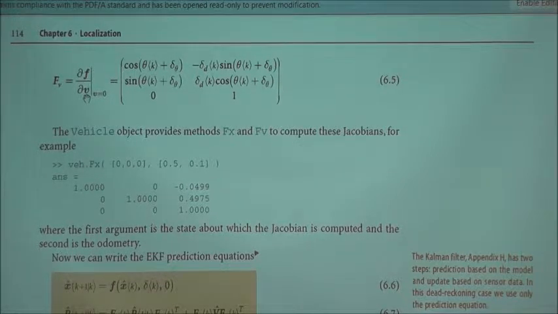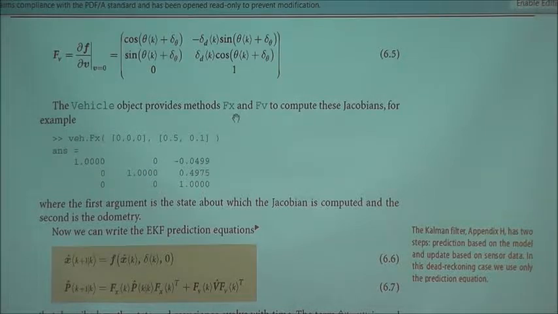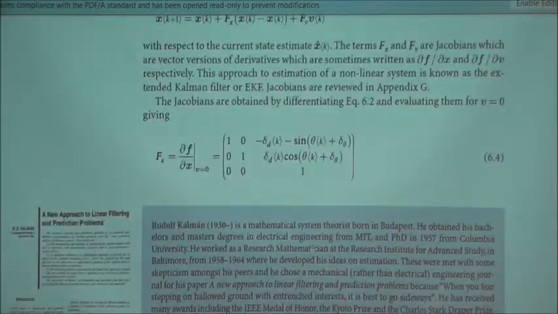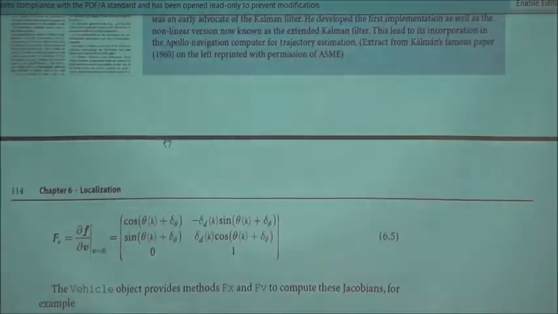The second Jacobian is partial with respect to v, the uncertainty vector v, which is given by equation 6.5. Then the vehicle object provides methods to compute f of x and f of v like this. Vehicle dot f of x for this initial pose and the next pose, the incremented values of v, and you have obtained this matrix, which is equivalent to this matrix right here. Okay.